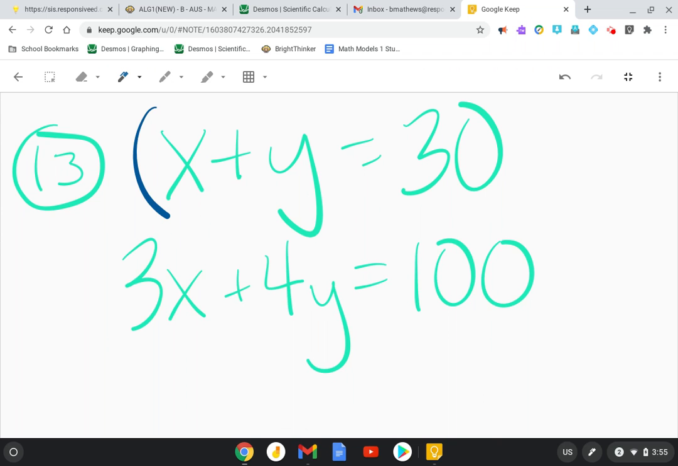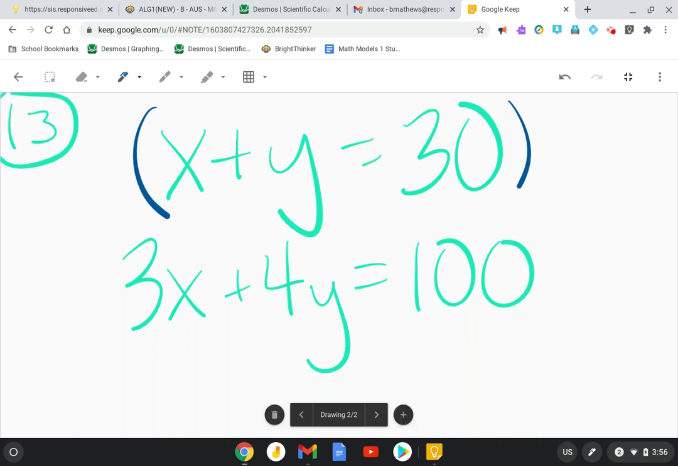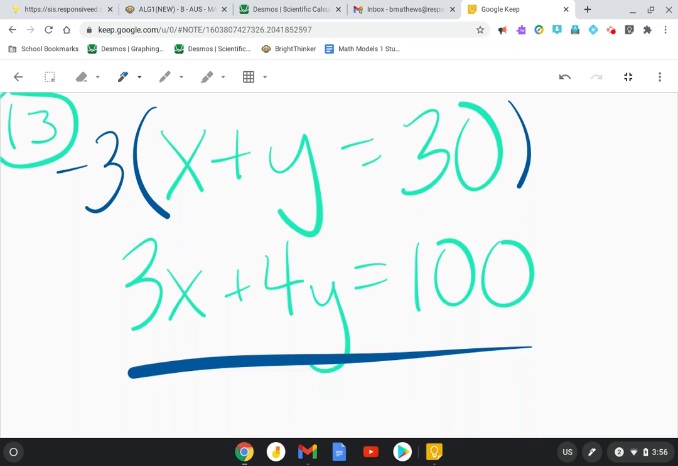Hopefully you know this, but just to get you started, I would recommend multiplying equation number 1 times -3. And then those will cancel out for you that way. All right.